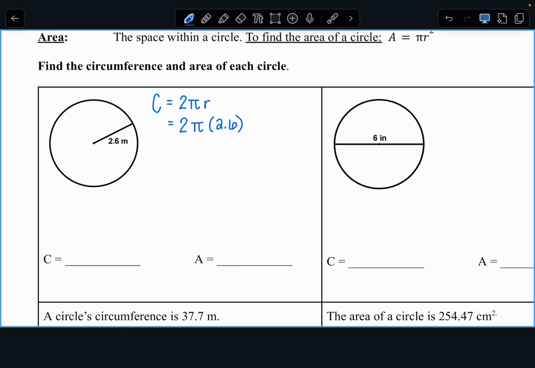So 2 times 2.6 gives us 5.2. And we still have pi there. And we can actually do 5.2 times 3.14 because that's what pi is. 16.328. So circumference is 16.328 meters.